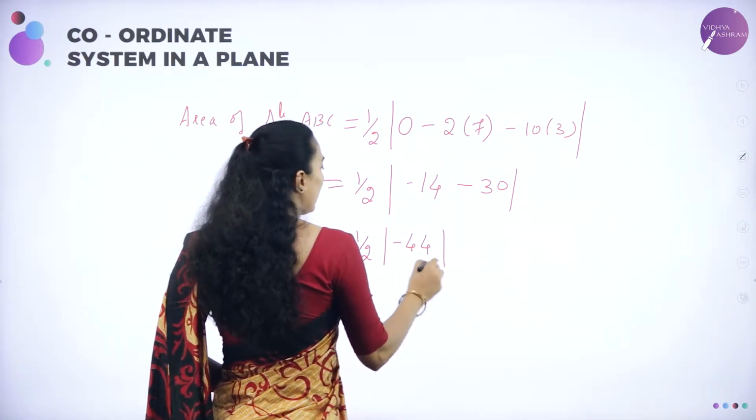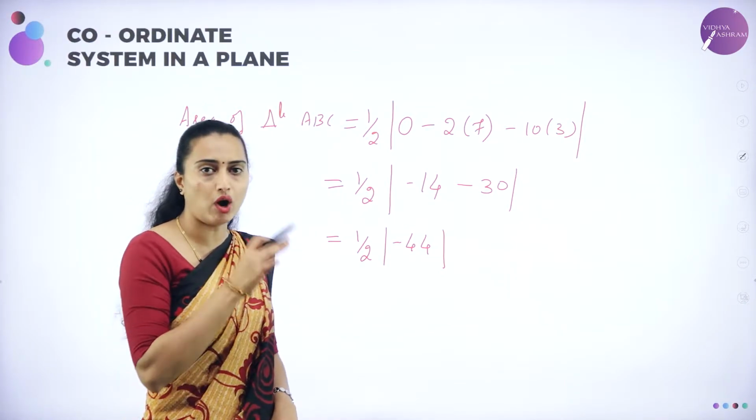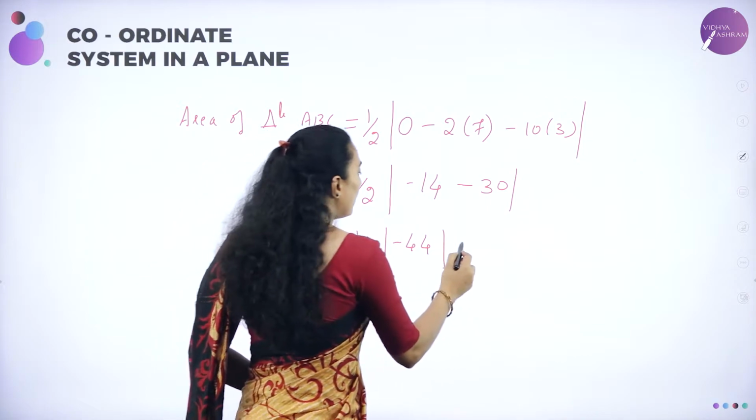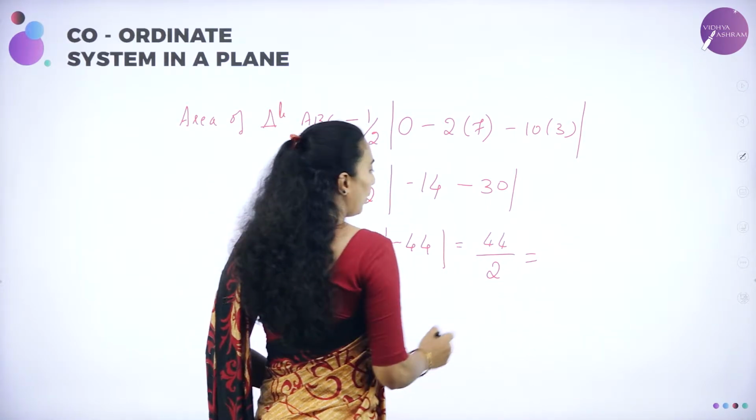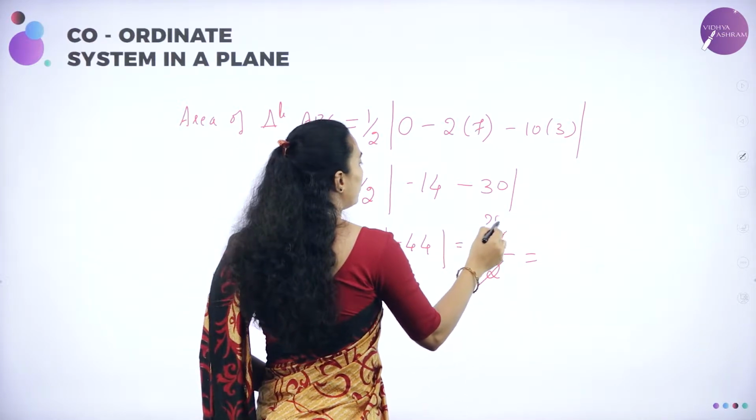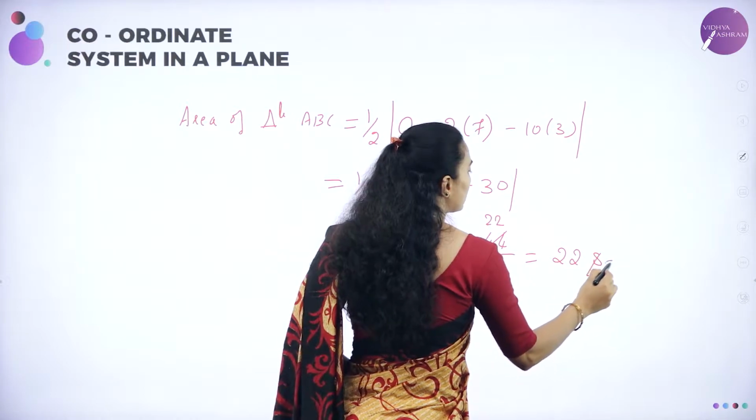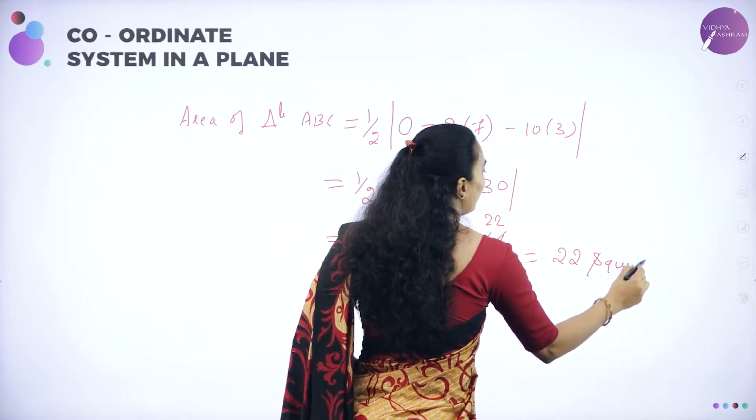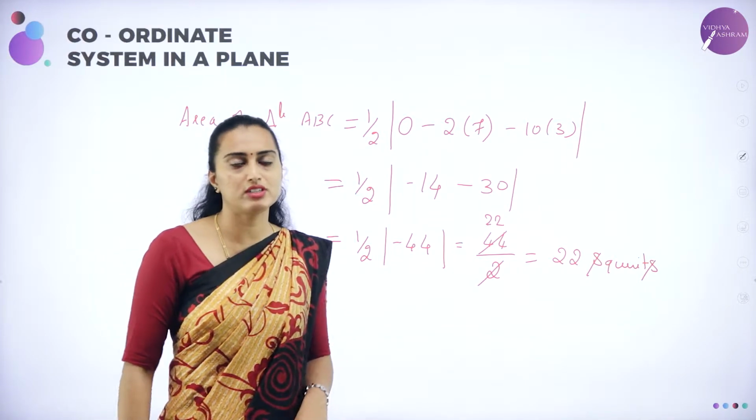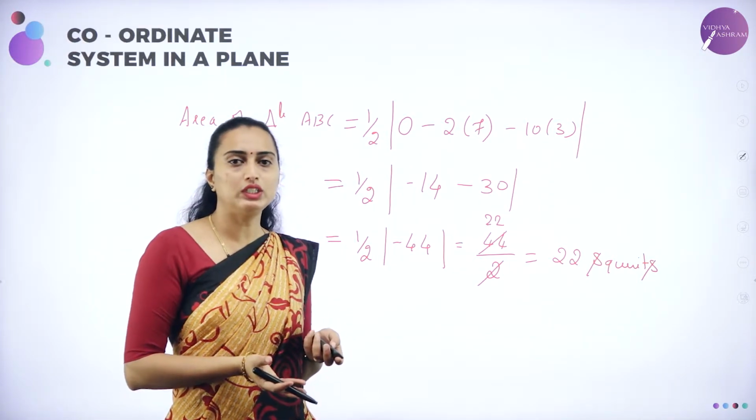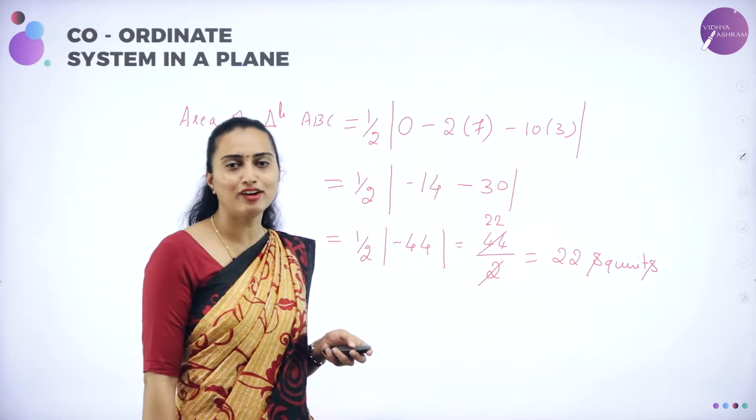Half into modulus of minus 14 minus 30 is minus 44. See dears, you are getting a negative value. If it is a negative value, you consider it under the modulus, which will become positive. So you are going to have 44 divided by 2, which is 22, since 2 twos are 4 and 2 twos are 4. So the answer is 22 square units, because you always measure area in square units. If no unit is given, you write it as square units. Understood? This is your answer for the question.